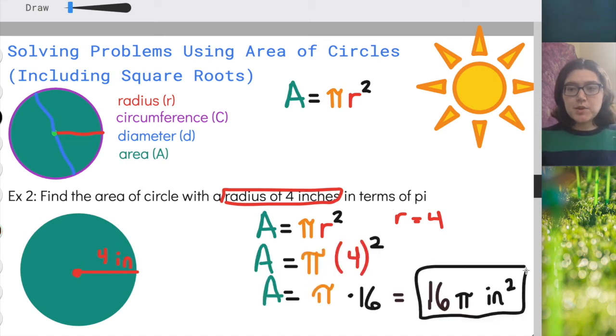Okay, good job. Even if you were stuck, good job trying. So our right answer here should be 16 pi inches squared.